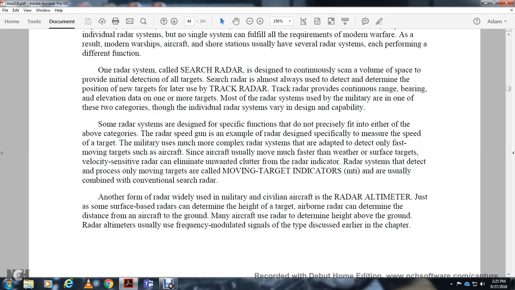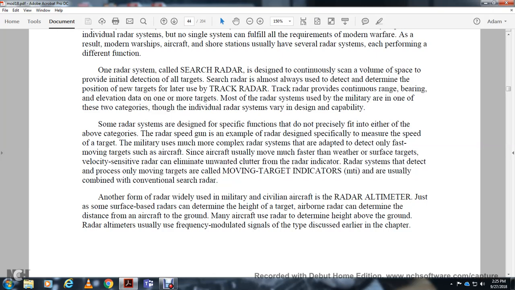Radar speed. For example, a radar designed specifically to measure the speed of a target may be a much more complex radar system that adapts to detect only fast-moving targets, such as aircraft. Since aircraft usually move faster than the weather, these systems are velocity sensitive, and they can eliminate unwanted clutter. Radar systems that detect and process only moving targets, called moving target indicators, or MTI, are usually combined with a conventional search radar.